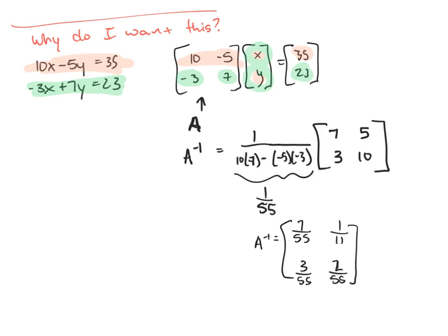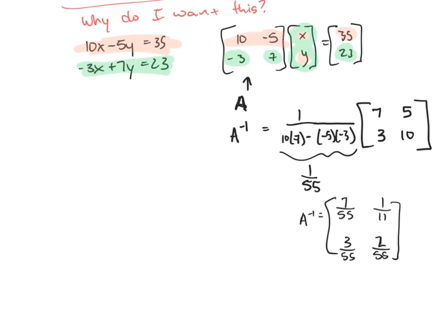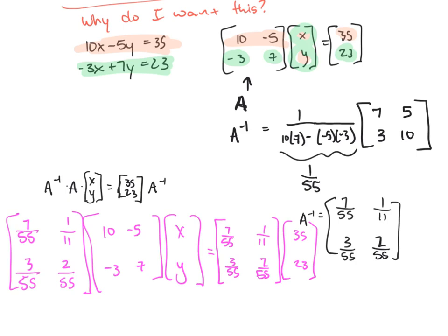So now what I can do is solve this. The way that would look is I would set this up as A inverse times A times xy, like that, is going to be equal to our matrix here of 35, 23 times A inverse. The final thing will end up looking like this.